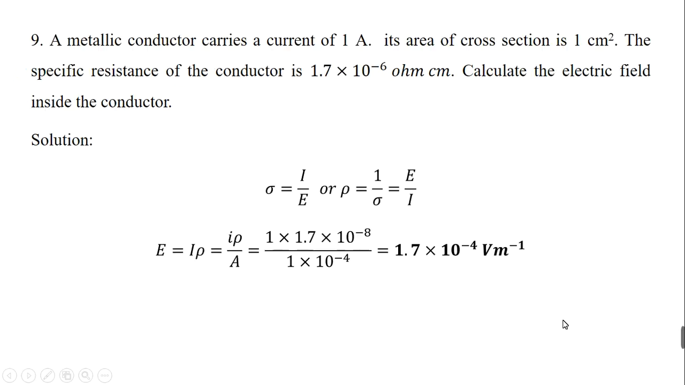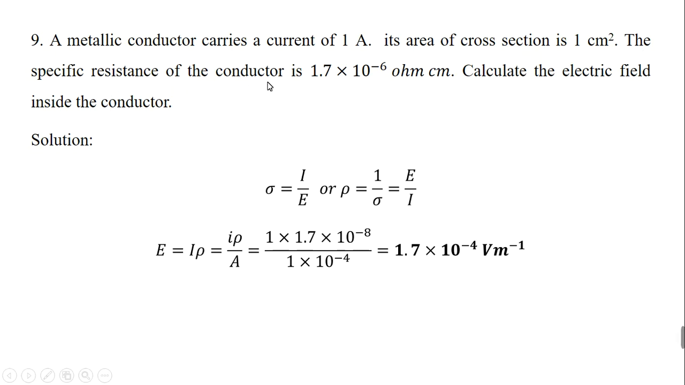So next we shall move on to another problem. Again, this problem is based on the basic definition. A metallic conductor carries a current of 1 ampere. Please note the given value. Current is given here, I is equal to 1 ampere. Its area of cross section is 1 centimeter square. Look into this value carefully. This is given in CGS. While solving it, you have to convert this into meters.